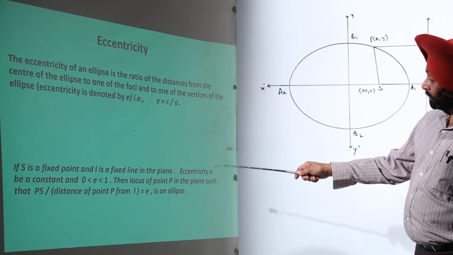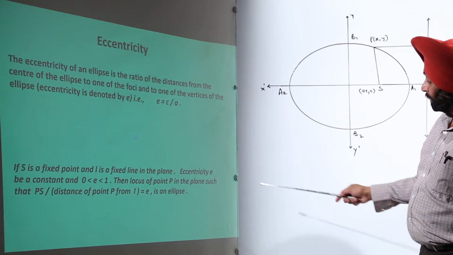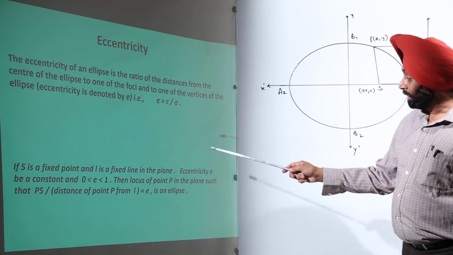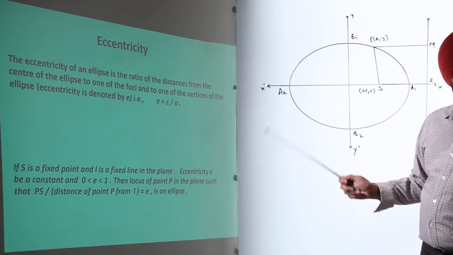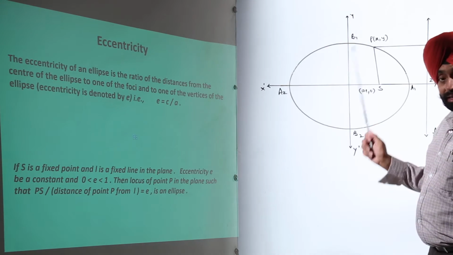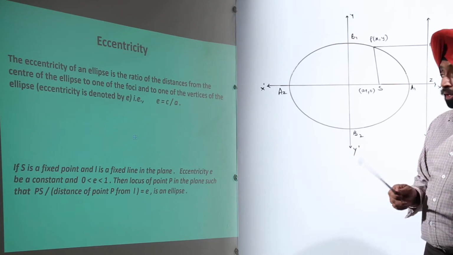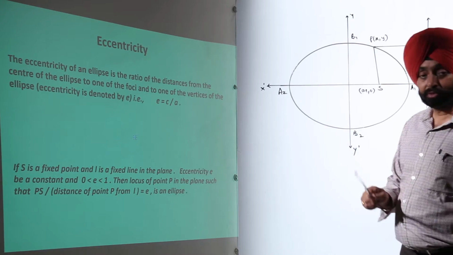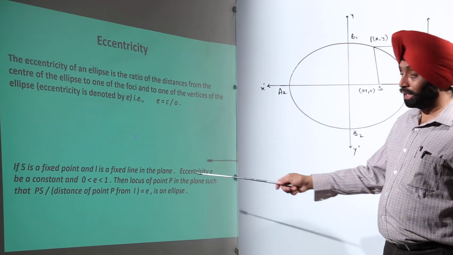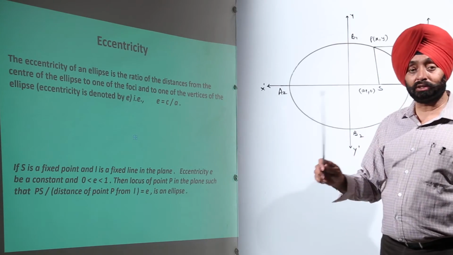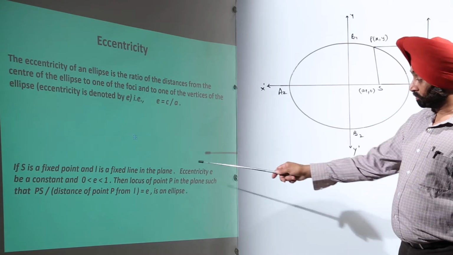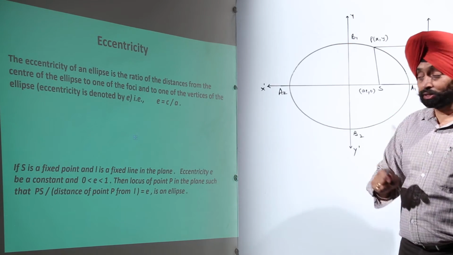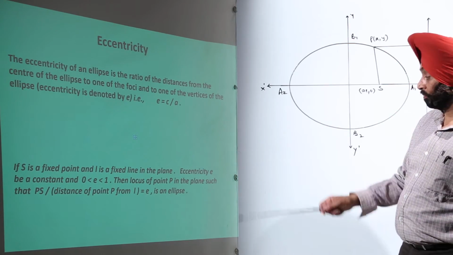So now if S is a fixed point and L is a fixed line in the plane, eccentricity e be a constant and 0 < e < 1. Here eccentricity is always less than 1. Now in the conic part we have three things: parabola, ellipse and hyperbola. In the parabola, if you remember, eccentricity was equal to 1. Here eccentricity is less than 1. If eccentricity is less than 1, it forms an ellipse.